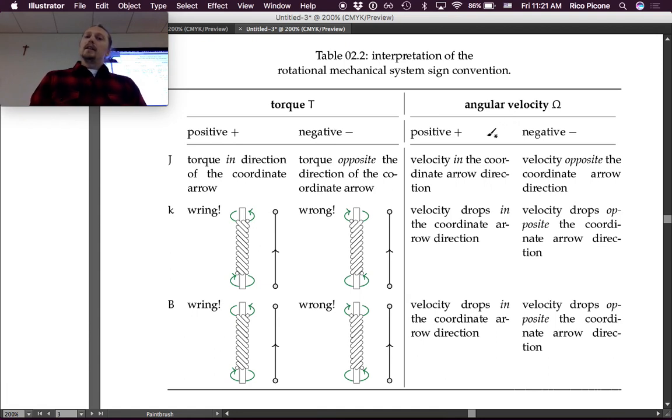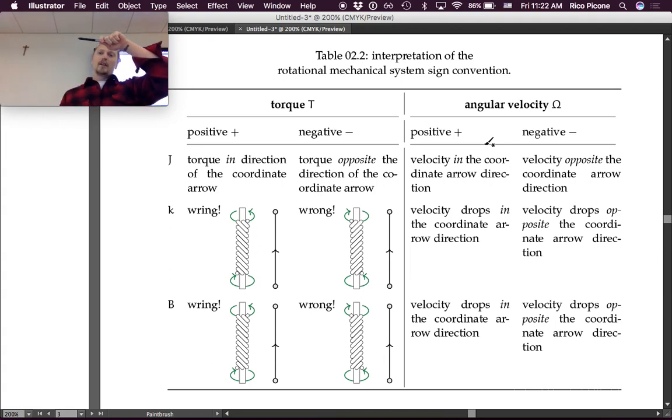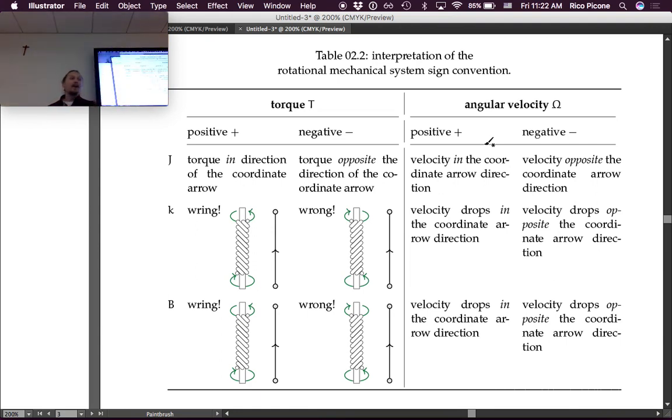Angular velocity on a moment of inertia, if it comes out positive, it means the velocity is in the direction of the coordinate arrow. And if it's negative, then the velocity is in the opposite direction of the coordinate arrow, like that. It's hard to do that. Like that. Okay. Now we get to use our towels.